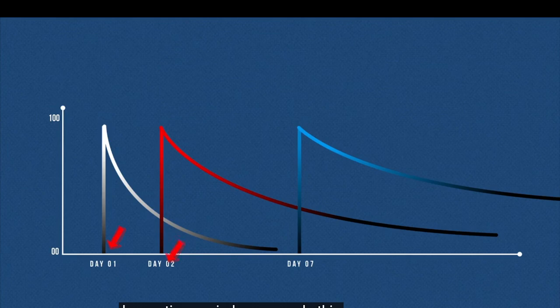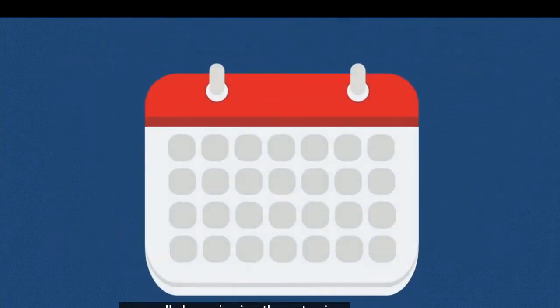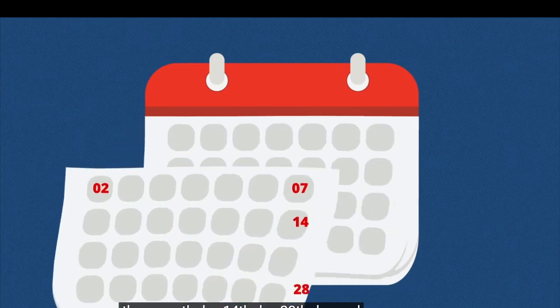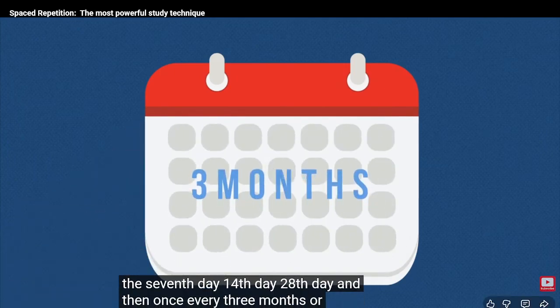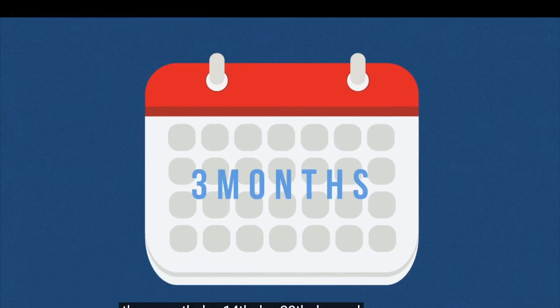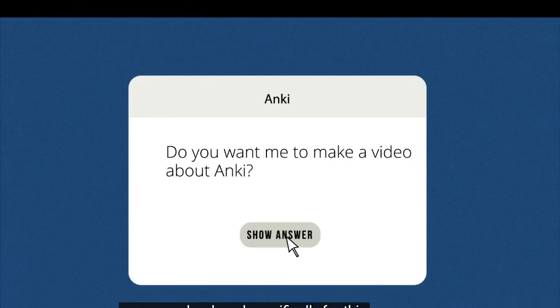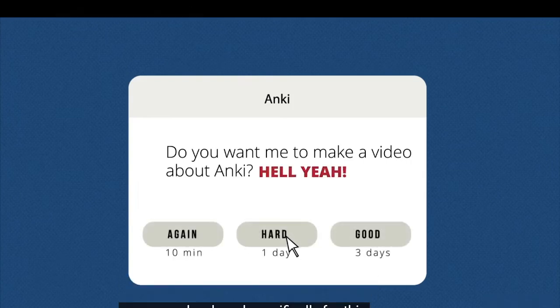You can do this manually by reviewing the notes in a planned timetable. For example, you can review the notes on the 2nd day, on the 7th day, 14th day, 28th day, and then once every 3 months. Now, you guys aren't going to be reviewing everything every 3 months. This guy is actually going to med school and came up with this video for this topic. Or you can use apps developed specifically for this task. Anki is one such popular app used for spaced repetition.